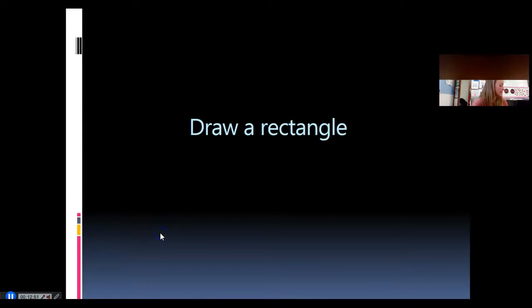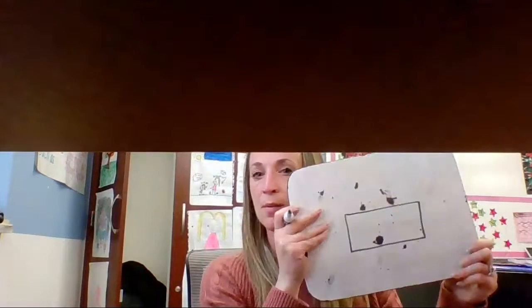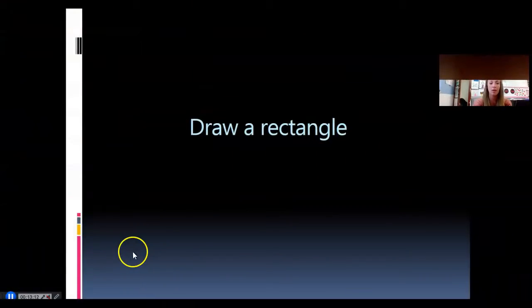All right, kiddos, let's try another one. How do you draw a rectangle? That's an easy one. All right, here's my rectangle. Let's see if you got the same thing. You get something like that, or you could have it like this. Remember, two long sides, two short sides. That is a rectangle.